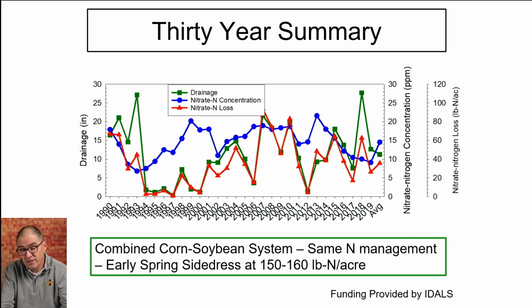So if we look at this, following the same nitrogen management system this whole 30-year period, the average nitrate concentration is about 15 milligrams per liter, or about 1.5 times the drinking water standard. So even when we're following reasonable management, about 150 to 160 pounds of nitrogen per acre to our corn crop as an early season side dress, we still see nitrate concentrations in excess of that drinking water standard.